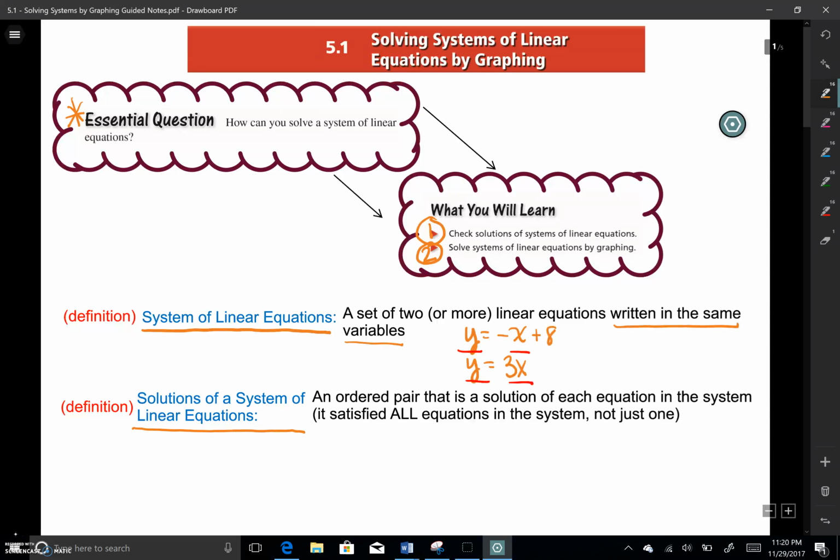My second definition is solutions of a system of linear equations. Those are ordered pairs that are solutions of each equation in the system, meaning it satisfies all equations in the system, not just one. But again, my solutions are going to be written as ordered pairs x comma y. So for example, I might have something that looks like 2 comma 6. This is actually a solution to this system right here above. But how would you really know that? Well, that's what our first skill is, checking solutions of systems of linear equations.